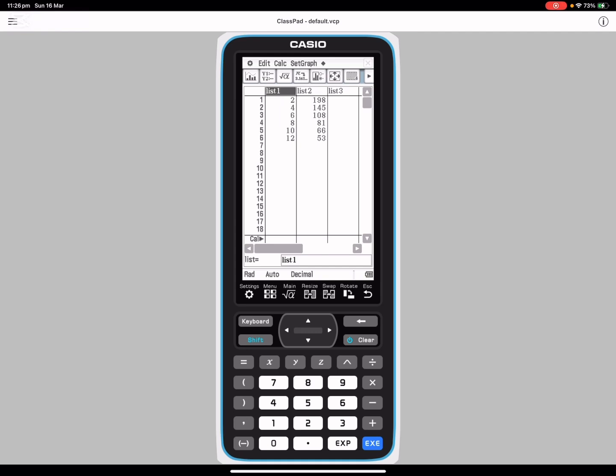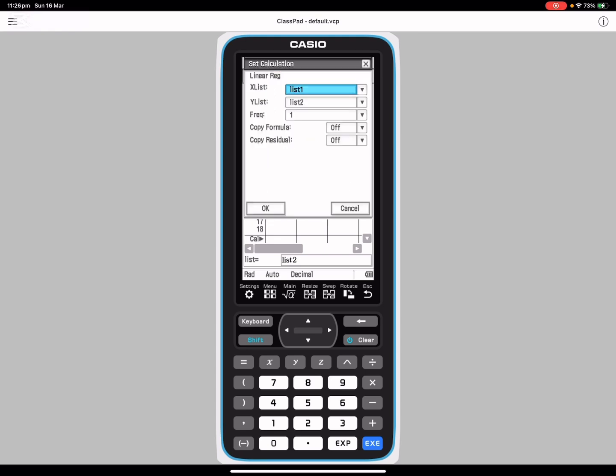Also, with the Casio calculator, don't rename your lists because it's really annoying when you have to reset your graph. If you think that you're going to forget what things are, then by all means relabel them, but I just find it irritating. All right, so doing just a regular linear regression: calc, regression, linear.